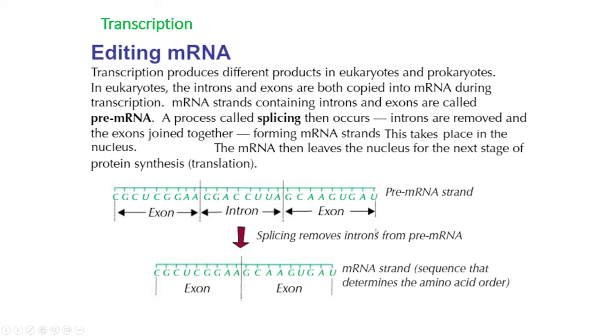So the sequence that we had copied directly from the DNA is called pre-mRNA, but once the splicing has removed those introns from it, leaving just the bases that code for the amino acids, that is called the mRNA strand, and that is the one that goes on to the process of translation. In prokaryotes, there are no introns, so it doesn't need to go through the splicing process.